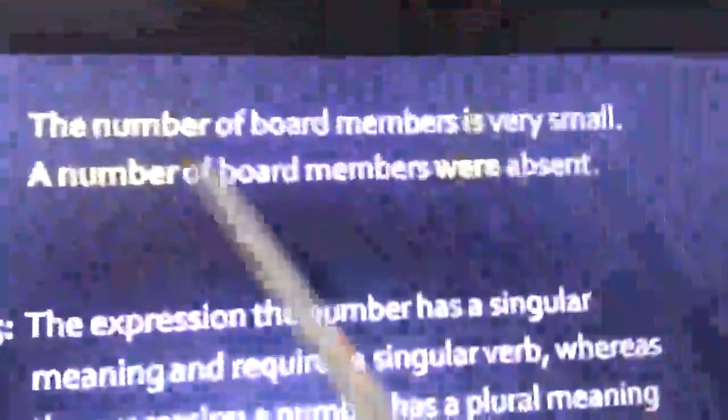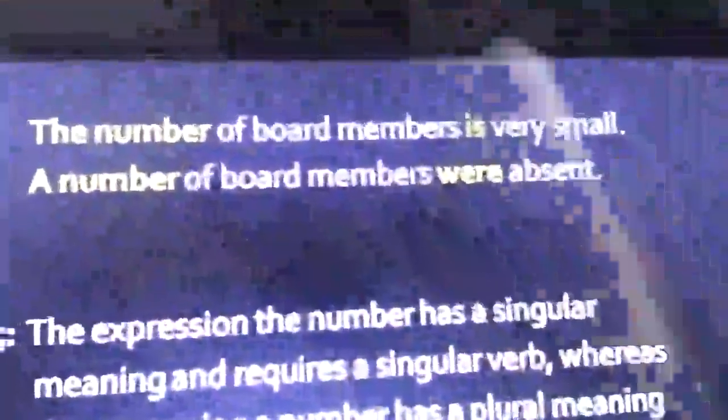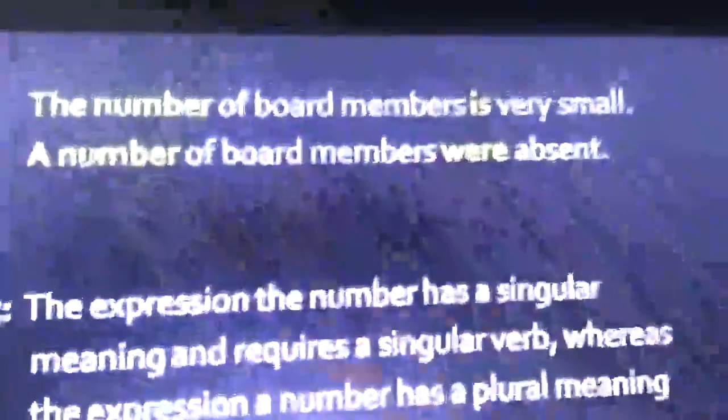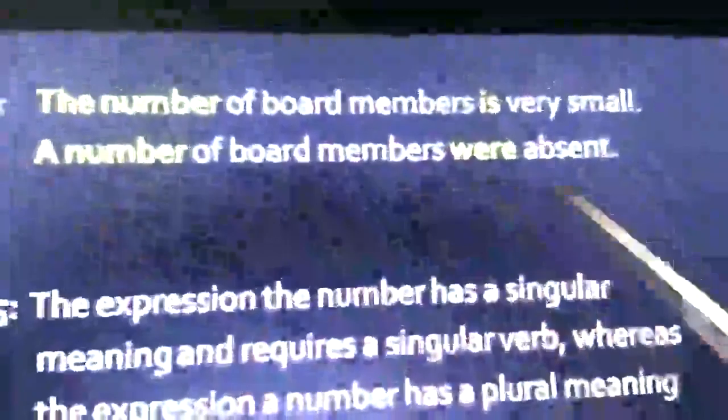See one more thing. The number of board members is very small. And see the next example. A number of board members were absent.